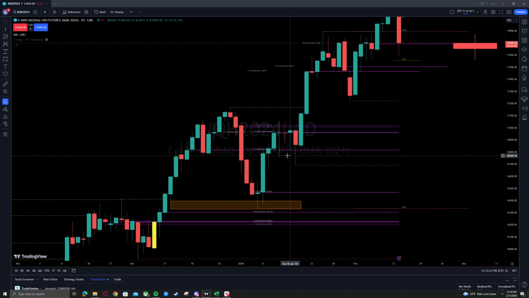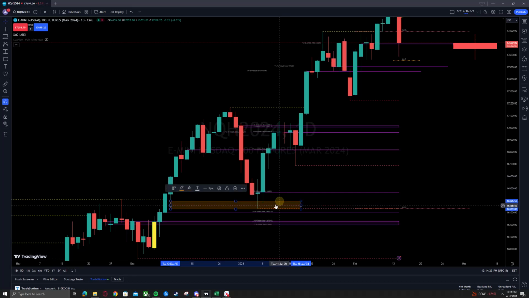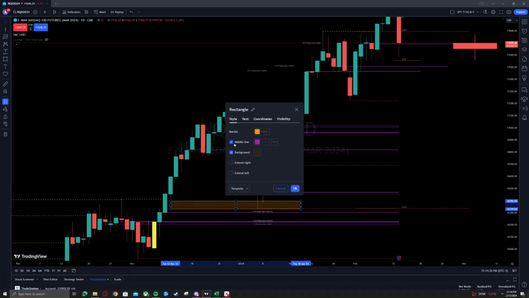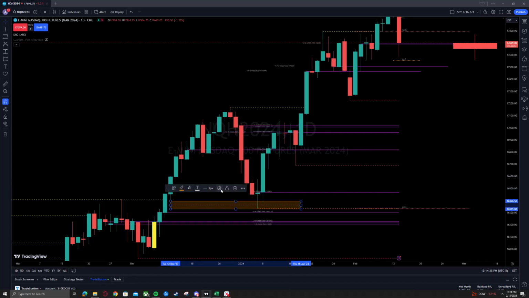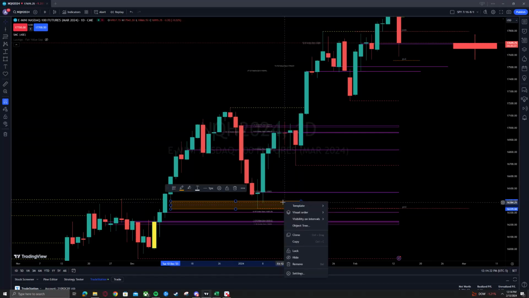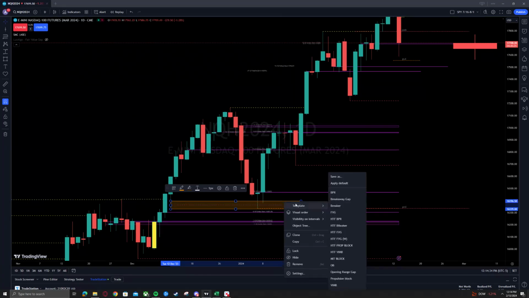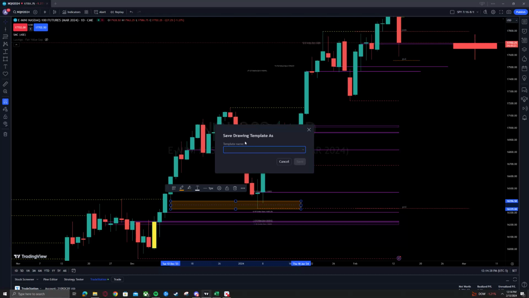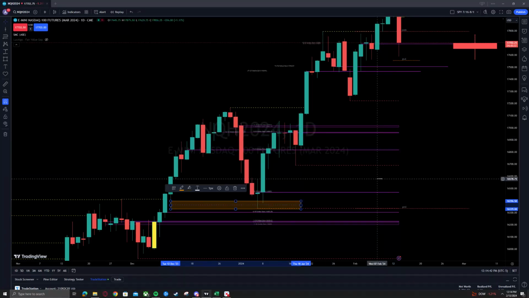All you gotta do, I'm gonna tell you this right now, I showed you how to add the middle line to your fair value gaps. So what you're gonna do, you're gonna click it, hit middle line, and then right click the box. You're going to go to template, hit save as, and type in whatever template name you want, FVG. So then every time you make a fair value gap, you have the consequent encroachment.